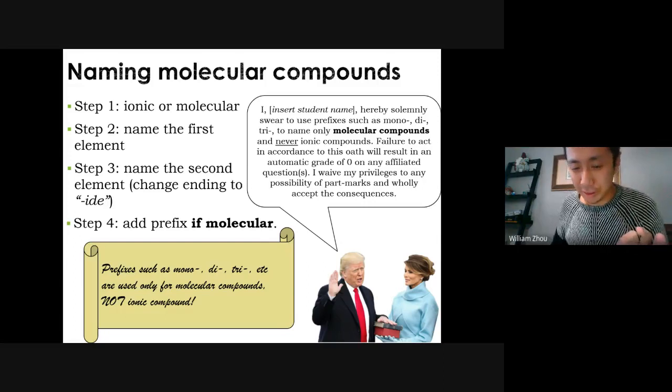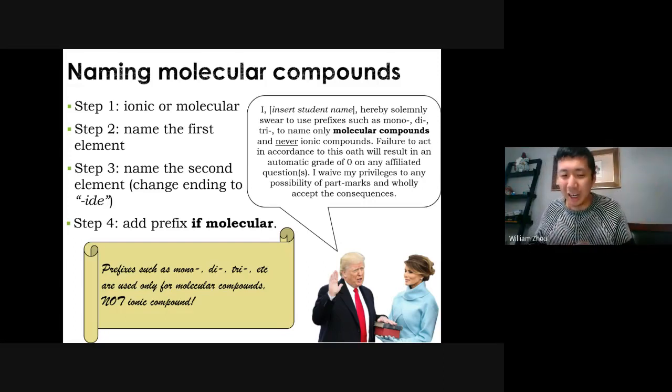You never use these prefixes, mono, di, tri, on ionic compounds, the previous two lessons. You only use them if the compound is molecular. That means it's a covalent bond. That is something that I've seen so many times students get wrong, so I came up with this. Okay, take the oath, remember that you did this, and slap yourself every time you make that mistake. Please, step 1, you determine whether this is ionic or molecular, and then you proceed to solve the problem. You gotta know whether it is ionic or molecular first.